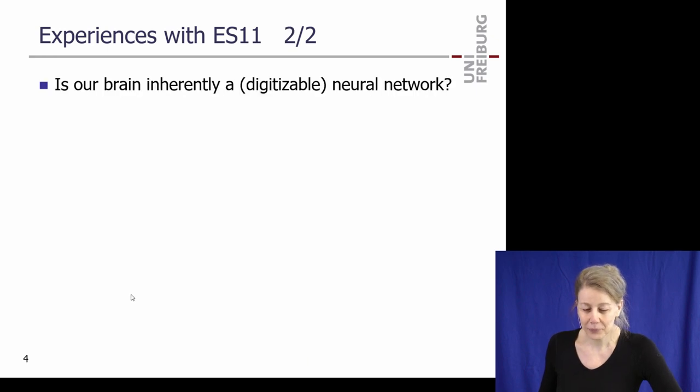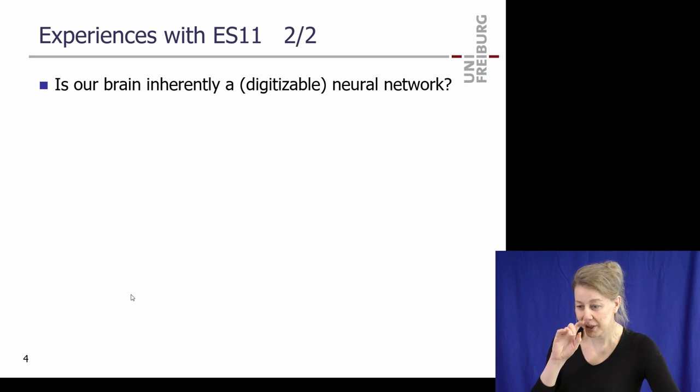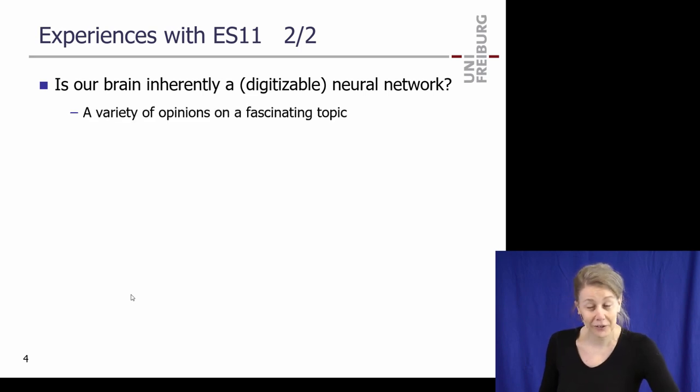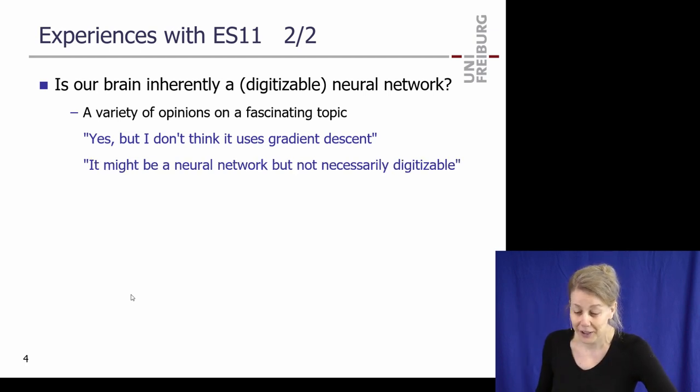Interesting trade-off. Is our brain inherently a neural network? We were making our way to neural networks, starting with linear algebra. Now we landed at logistic regression, which is the simplest kind of neural network. The other stuff is basically the same, just more complicated. So are we inherently neural networks? A variety of opinions. Of course, a fascinating topic by itself. Yes, but I don't think our brain uses gradient descent. Maybe it does. I mean, how does it optimize? How does it learn? Our brain might be a neural network, but not necessarily digitizable.